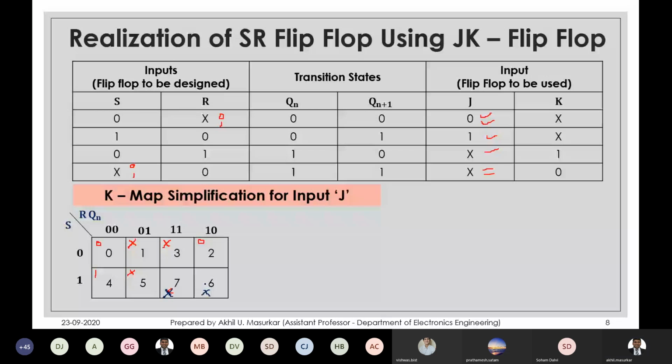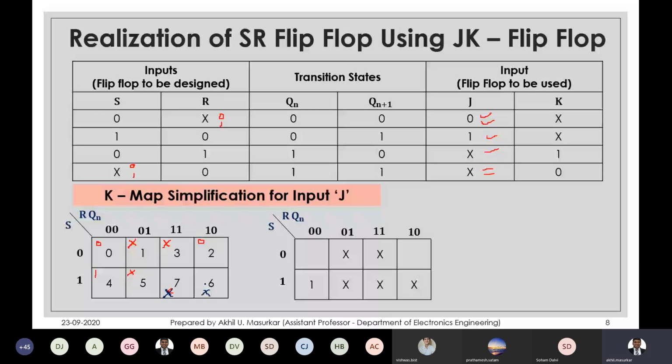So you have 4, which is 1, and then you have don't cares at 1, 3, 5, 7 and 6. Now you can very well see that there is a one quad possible, and you can simply write that quad as S. So J is going to be equal to S.